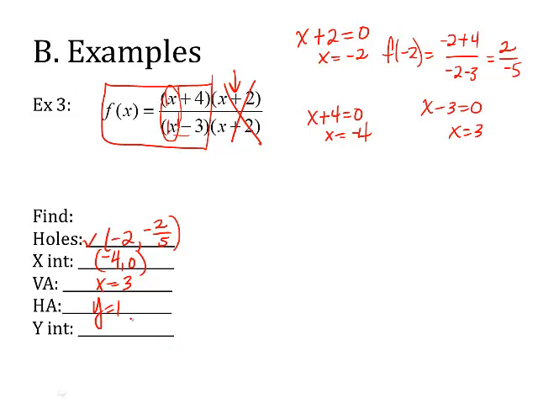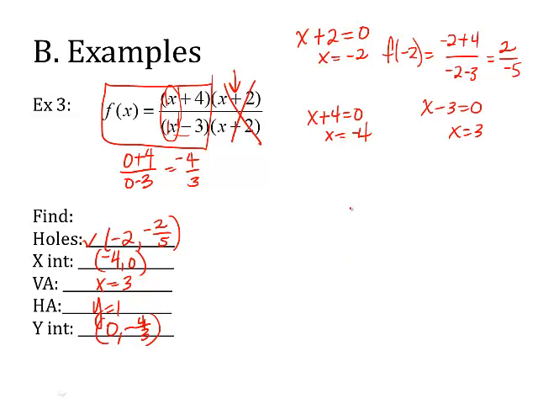And then a y-intercept. To do y-intercepts, remember the rule says take what's left of the equation and plug zeros in everywhere. So I have (0 + 4)/(0 - 3). So it's -4/3. Oops, there we go, -4/3.